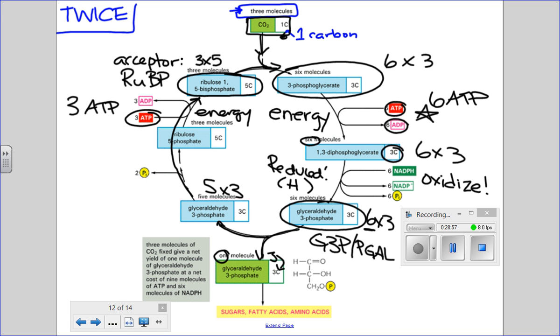Now down at the bottom, my product, that one molecule of G3P, glyceraldehyde 3-phosphate, can be combined with another molecule of G3P to make glucose. So if I do this twice, I get 1 molecule of glucose.